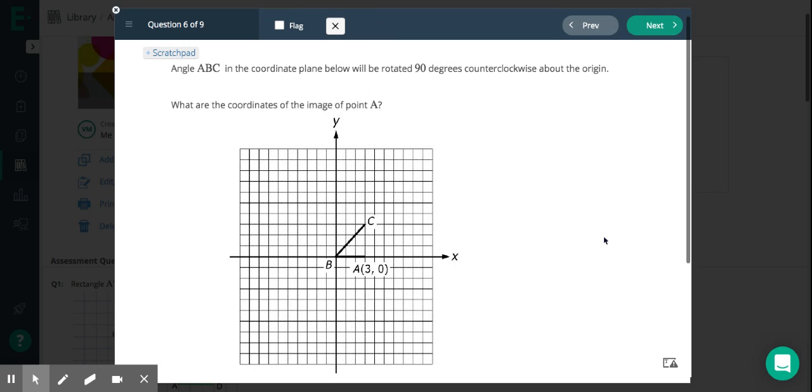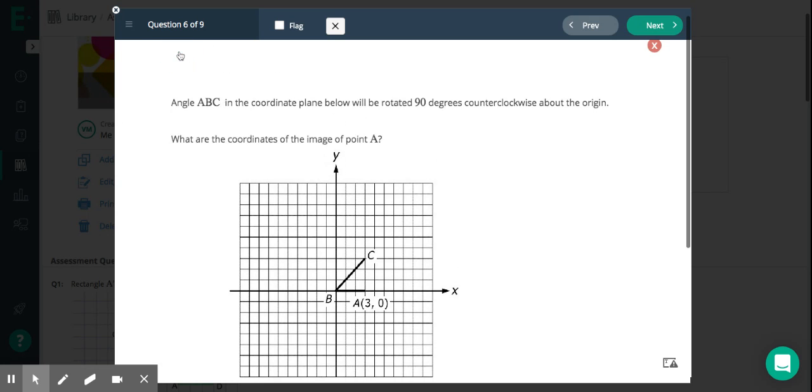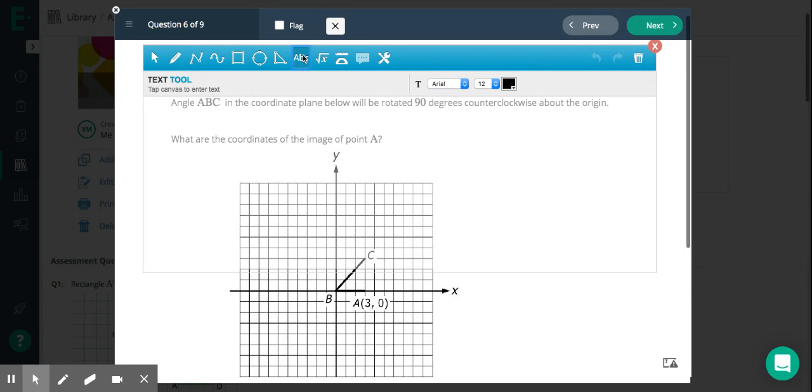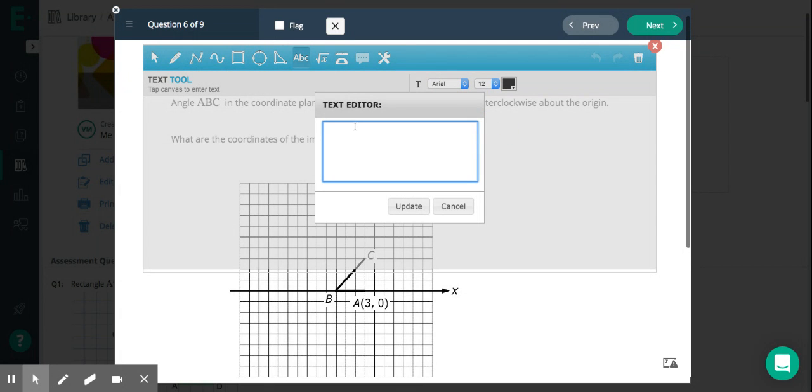All right, now let's take a look at number 6. It says angle ABC is rotated 90 degrees counterclockwise, so we're going to go in the other direction about the origin. It's rotated from the origin. What are the coordinates of A? So if we write in our rule for 90 degrees counterclockwise, you have your point (x, y), and your rule is going to be (-y, x).